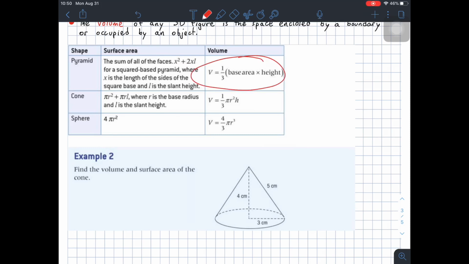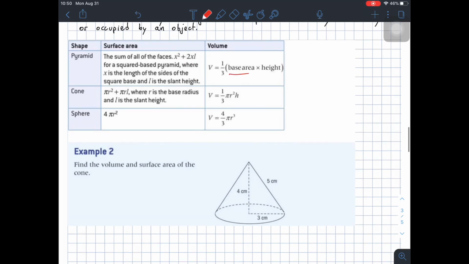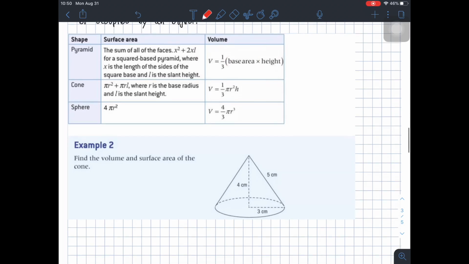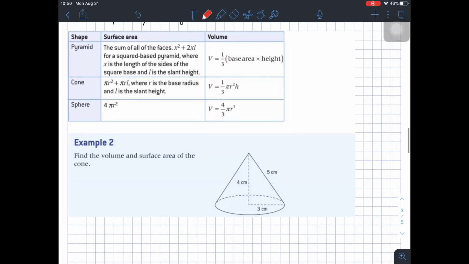And the volume is found by doing the following. 1/3 area of the base times height. This is the same for all types of pyramids, but the area of the base would change depending on the base of the pyramid. Then for cone, it says pi r squared plus pi rl, where r is the base radius and L is the slant height. Remember, this is the slant height, right?